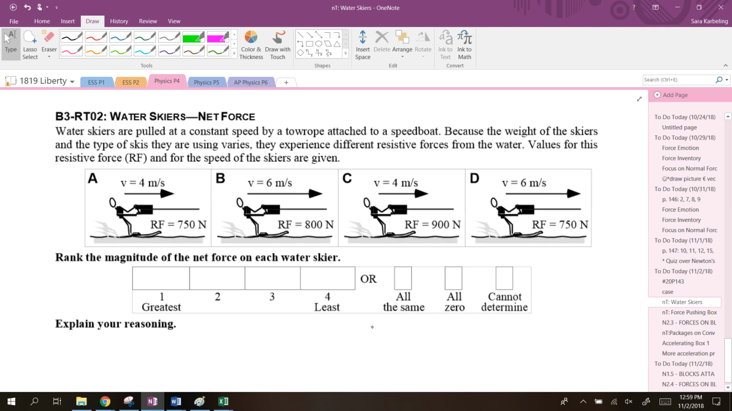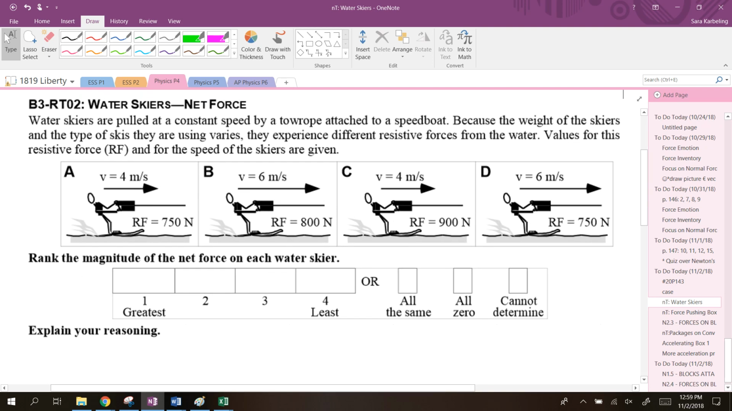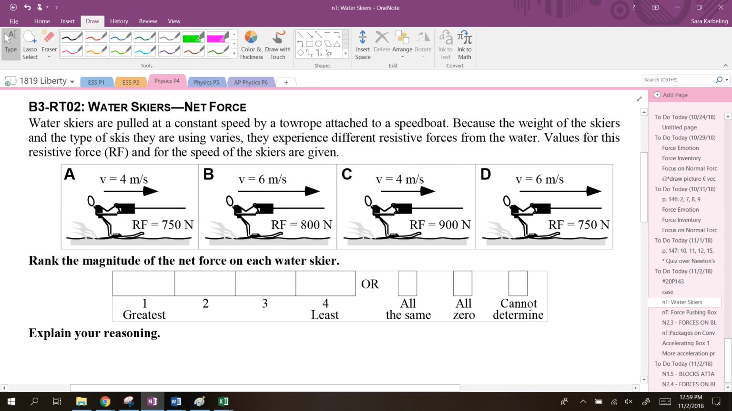We should take a look at this problem. So now we've got stuff going on in the X direction, right? That's why I was saying we'll get there. Water skiers are being pulled at a constant speed by a tow rope attached to a speedboat. Because the weight of the skiers or the type of the skis they're using varies, they experience different forces from the water. Values for these forces are here, and the speeds are listed. The question asks you to rank the magnitude of the net force on each skier.